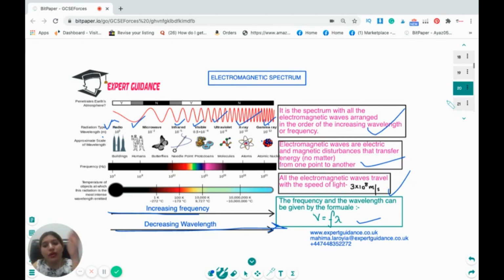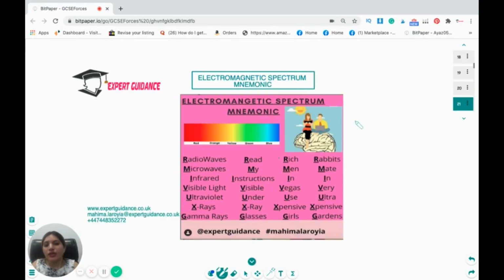So you should know and remember all these waves along with the order they are in. Remember the wavelength order, and the reverse will be the frequency order. Now, you have different mnemonics to remember the electromagnetic spectrum.